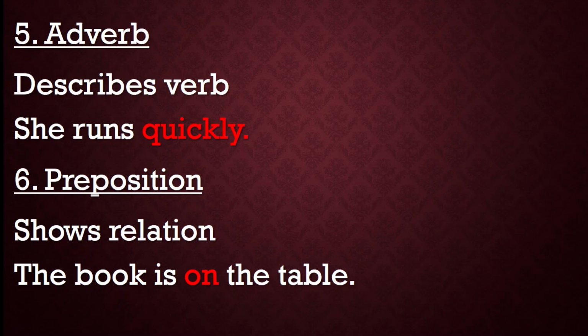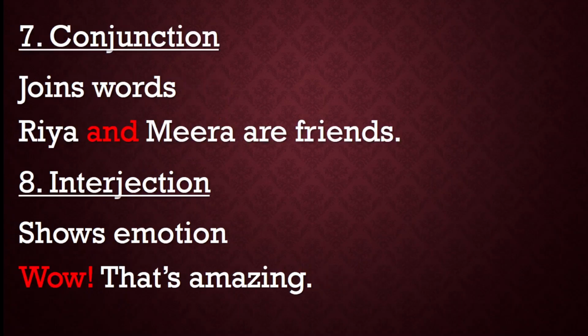Preposition. Preposition shows relation. In this example, as you can see, the book is on the table. Book and table are two things. So, this term on is actually showing the relation between this book and the table. So it is a preposition.